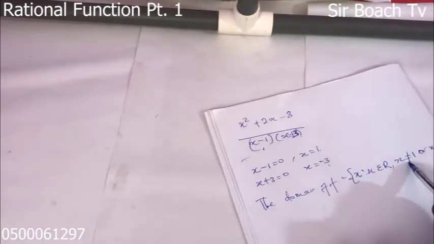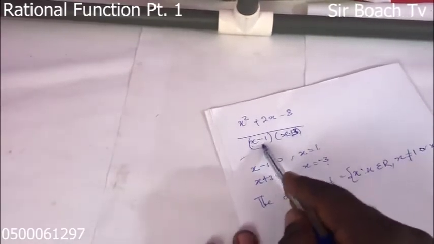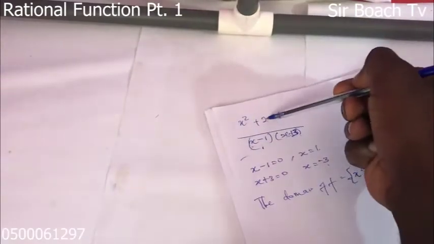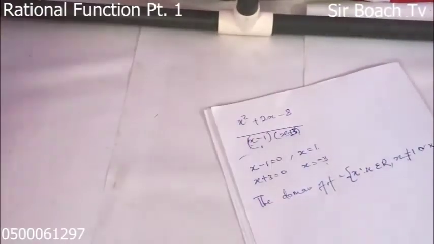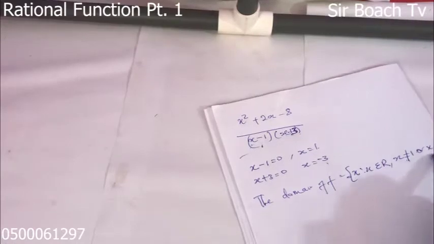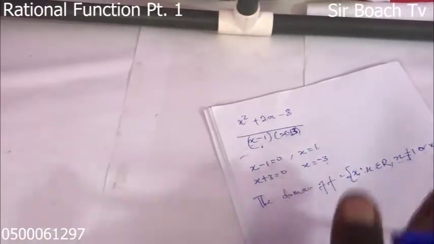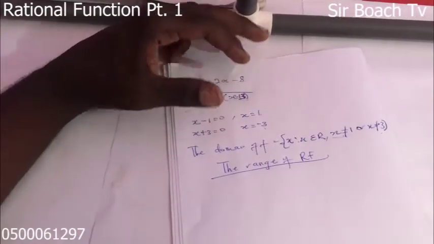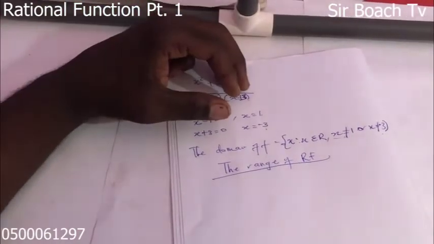But if I put 1 here, it will be 1 minus 1, that will be 0. 0 times this also will give you 0, and it will be the numerator over 0, and that is undefined. You understand? So these two make this undefined. So that is the domain. Okay, so now let's look at how to find the range of a rational function.